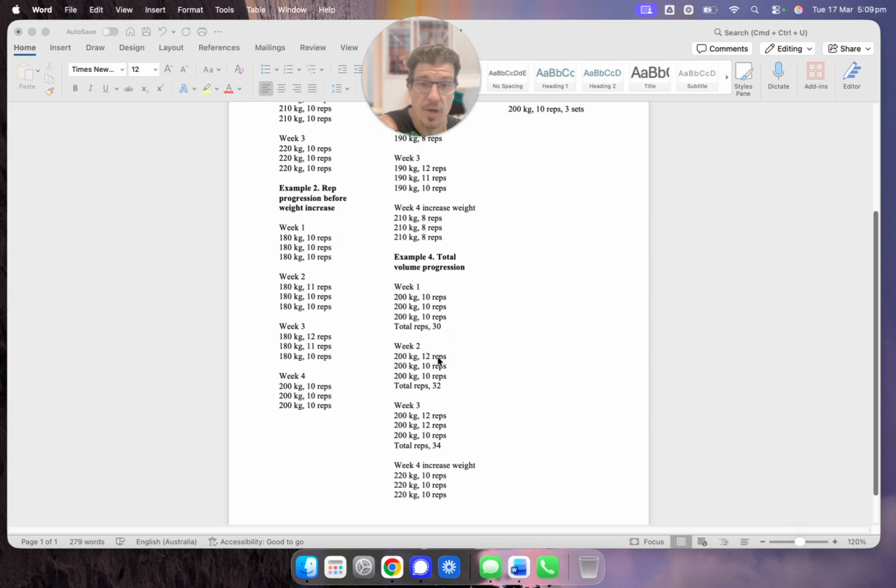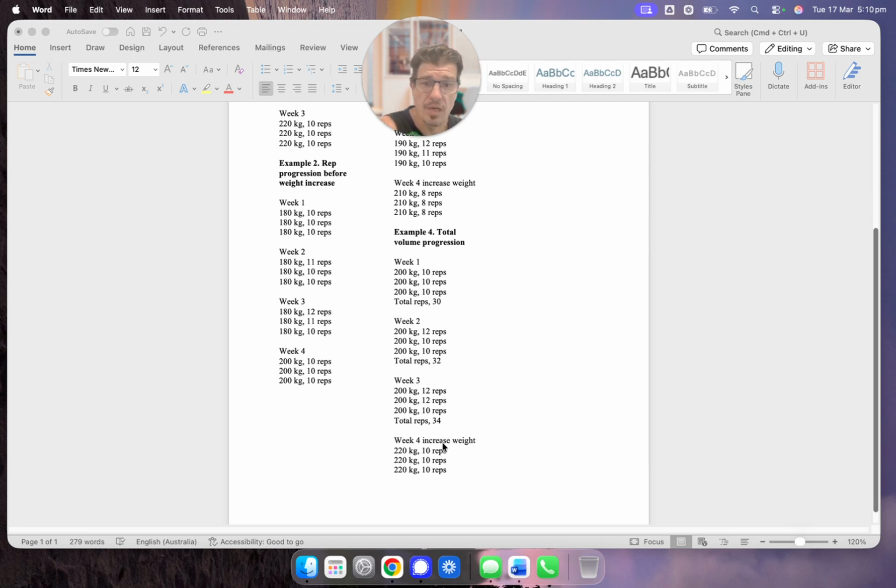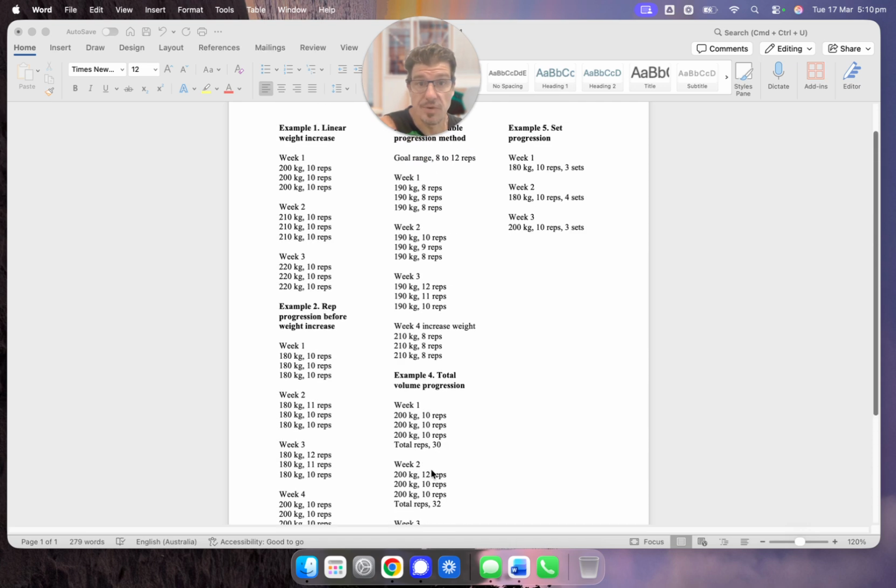So from between week 1 and week 2, they've gone up by 2 extra reps, okay? And that was 2 extra reps at 200 kilos. So there's a 400 kilo increase. Week 3, they've gone 12 reps, 12 reps, and 10 reps. Still at the 200 kilos, but that's now 34 reps. So it's gone 2 reps extra from week 2 and 4 reps extra from week 1. And then week 4 has increased the weight. So we've gone from 200 to 220 at 10 reps as well. So as you can see, there's progression in that from a total volume perspective.